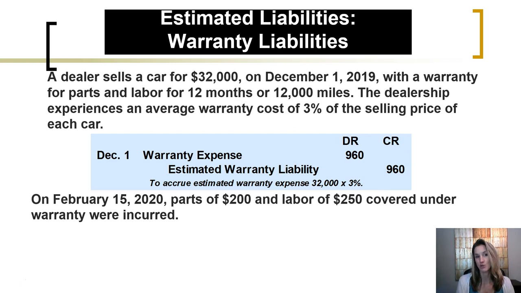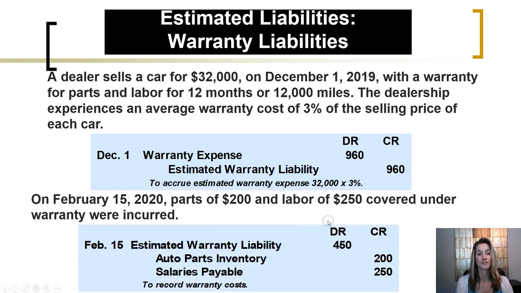Assuming that 2.5, 3 months later, the car comes back in under warranty for repair, and parts of $200 and labor of $250 under the warranty were incurred. They would be decreasing the liability or paying off some of the warranty liability of $450. And they would be using some of their inventory, so crediting their inventory and incurring some salary payable related to the labor portion of the warranty. So they would credit that liability or credit cash if they were paying the salaries right away.